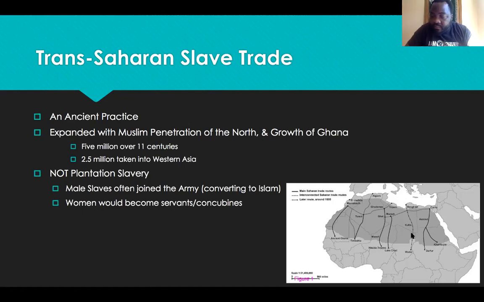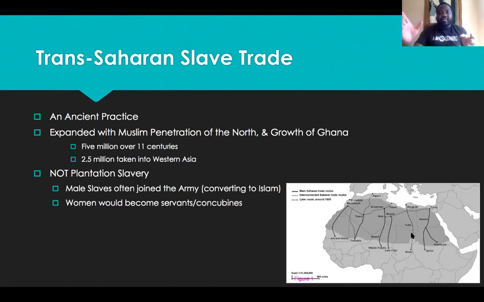A lot of people who were taken into slavery, the males would typically join the army, and many of them would convert to Islam and become initiated into the society that had initially enslaved them. These would typically be people who were brought in by way of conquest. The women would usually become servants in the homes or become concubines to the men of the household.